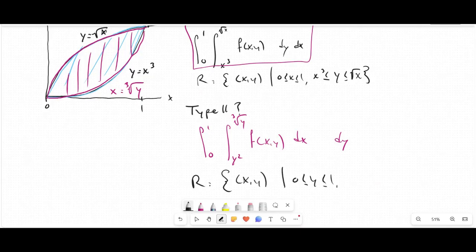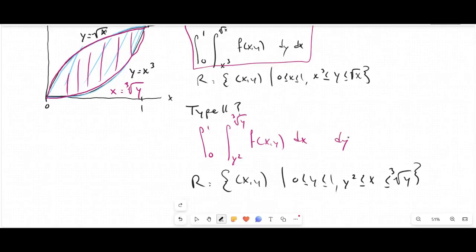Or if you want, you can re-express the region R as all points x, y, such that y is between 0 and 1, and x is between y squared and the cube root of y. These ones are not as important because we're not really doing set notation. We're interested in doing double integrals. So the integral versions are much better.